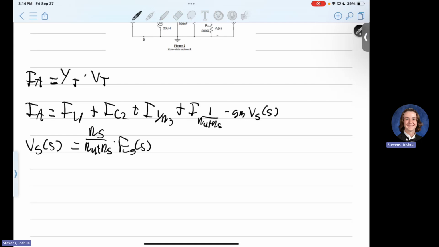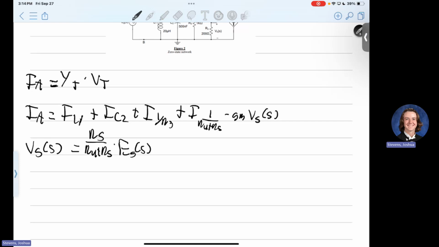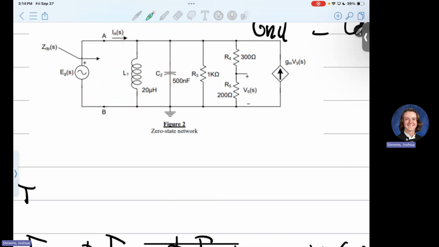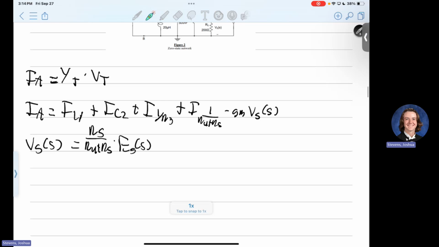Okay. So what is the current of L1? This thing here. What is that current? Well, what's our voltage and what's our admittance? Yes. Okay. So I_L1 equals E_G(s) times 1 over sL1. What's the same thing on I2? E_G(s) times sC2.